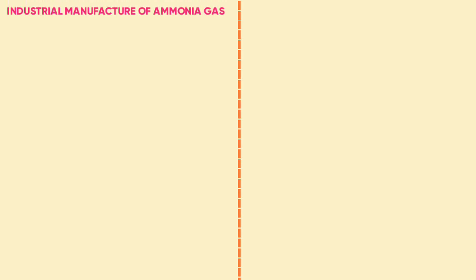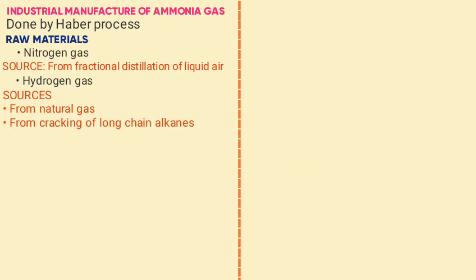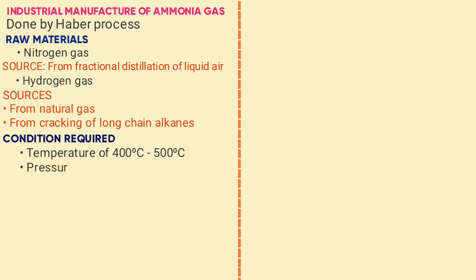Next, we look at the industrial manufacture of ammonia gas. It's done by what we call the Haber process. Raw materials: 1. Nitrogen gas. Source: fractional distillation of liquid air. 2. Hydrogen gas. Sources: from natural gas, from cracking of long chain alkanes, or electrolysis of brine. Conditions required: temperature of 400 to 500 degrees Celsius, pressure of 200 to 500 atmospheres, then finely divided iron catalyst.